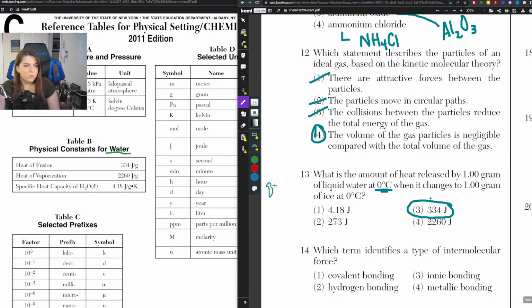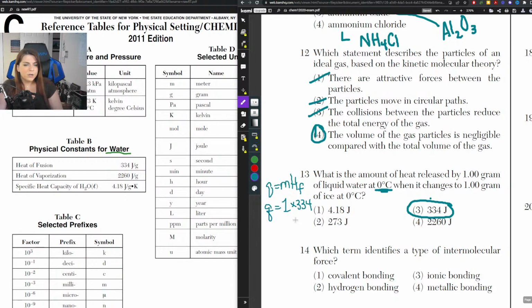You would do Q equals mHf. Q is the amount of heat, so that's the question. We're going to leave that. The mass is 1 gram, and then the heat of fusion is 334. So technically, you don't have to do any math for that. It's just a concept question, but if you wanted to, you could.